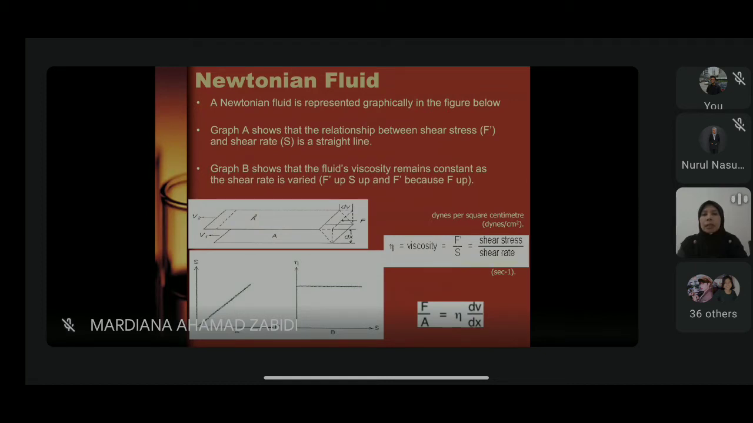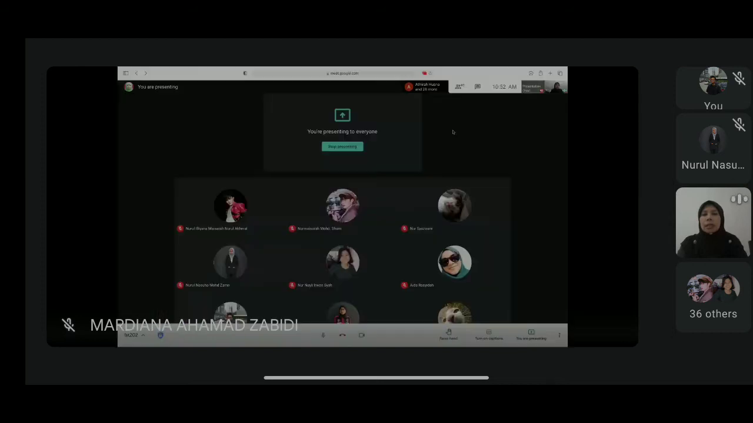So we stop for a while. Then we will proceed with Newtonian liquid and non-Newtonian liquid until the end of this chapter. We take a break for 5 minutes, then we will continue. Now it's 10:52. Around 11 we start again.